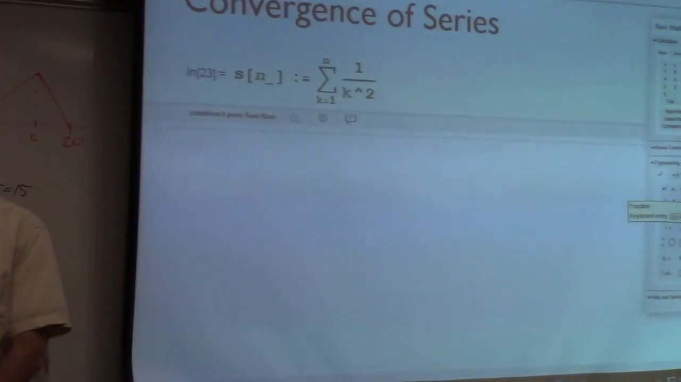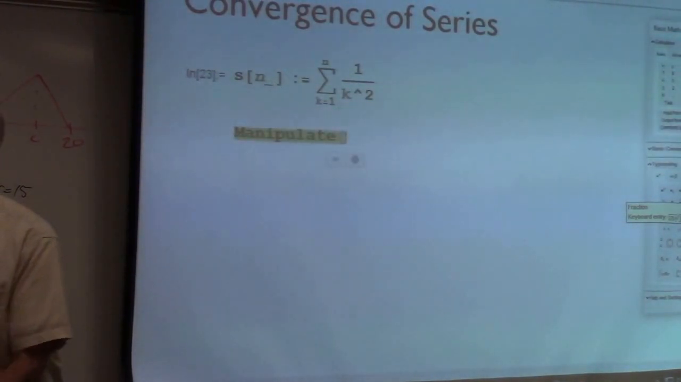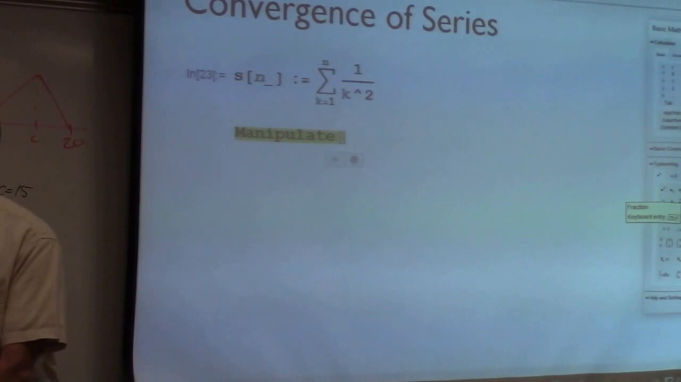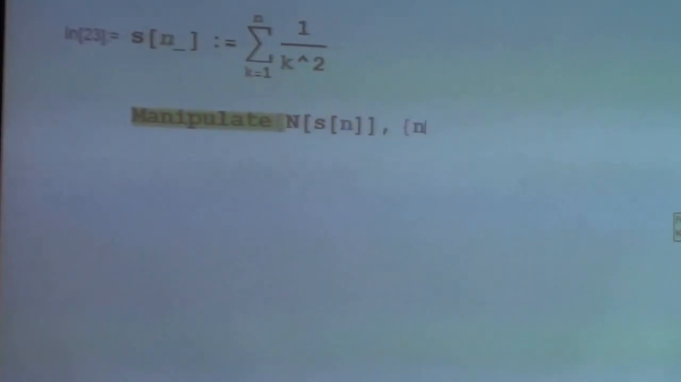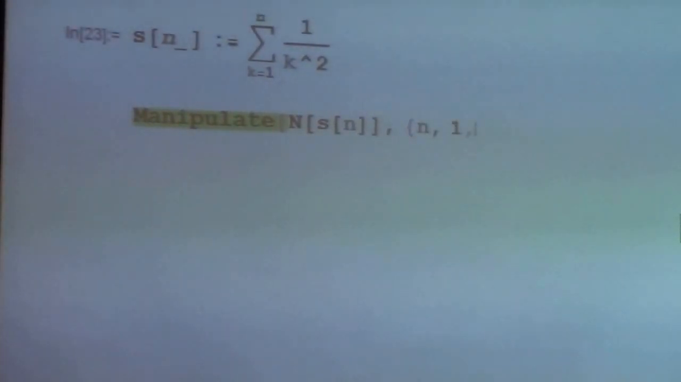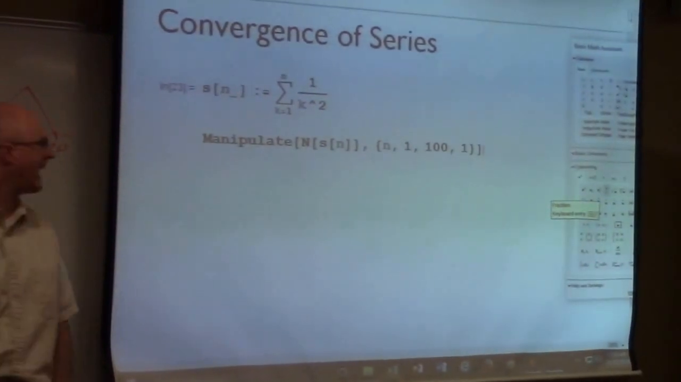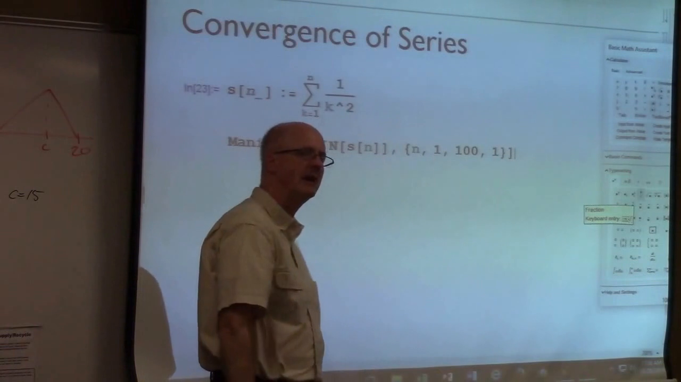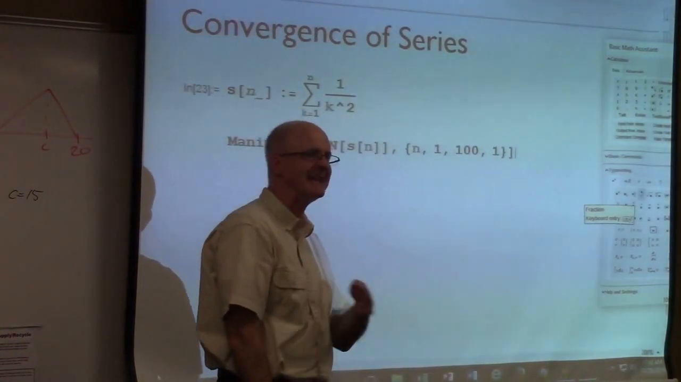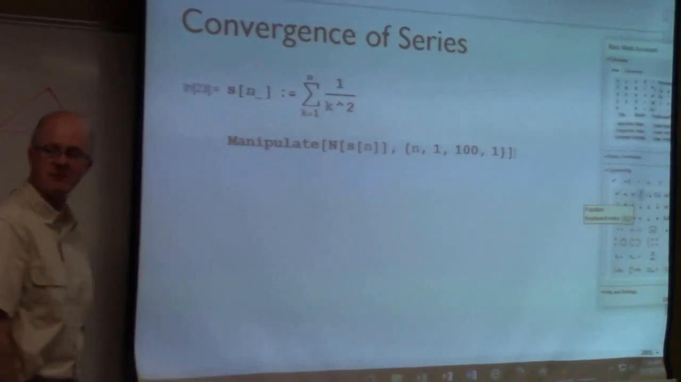And then I can, for example, do a Manipulate. I can use Table as well to look at a table of values, but I can also just Manipulate. I can get numerical approximations to these values as n goes from 1 to, say, 100 in increments of 1. I need to add the extra comma 1 there to make sure n goes up by 1 each time. Otherwise, Manipulate assumes it's a continuous variable, and I don't want that here. n is the number of terms in the sum.